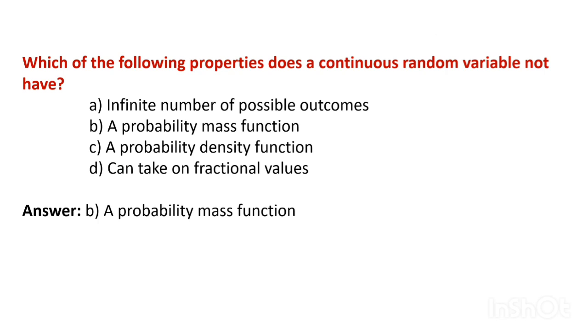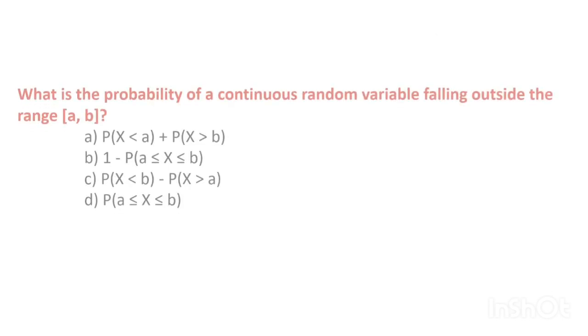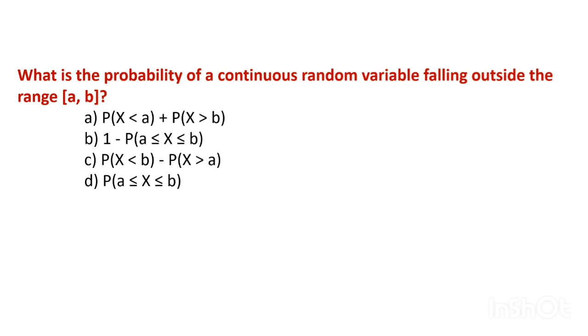Which of the following properties does a continuous random variable not have? So, here a probability mass function is used for discrete random variables, while continuous random variables use a probability density function, so the correct answer is B here, a probability mass function, which is not related to the given question.